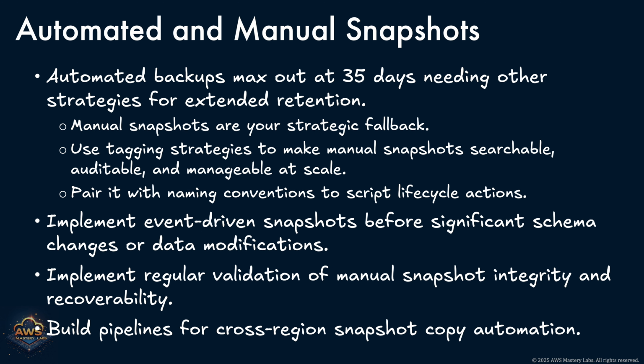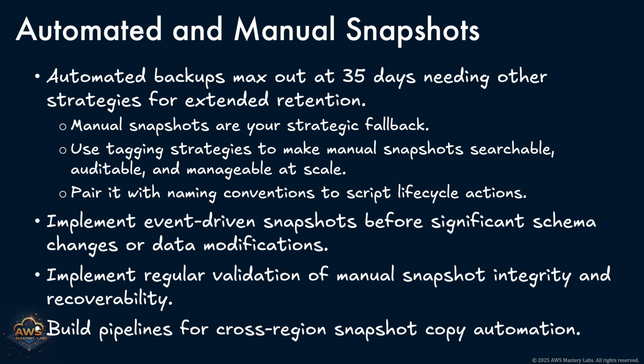That's where tagging strategies come in. Design a consistent tagging taxonomy, like project, owner, retention period, and environment, to make manual snapshots searchable, auditable, and manageable at scale. Pair that with snapshot naming conventions. Think beyond db-snapshot-1. Instead, use patterns like appname-envtype-date-purpose to enable automation and eliminate ambiguity. When snapshots are named intelligently, scripting and lifecycle actions become far more predictable.